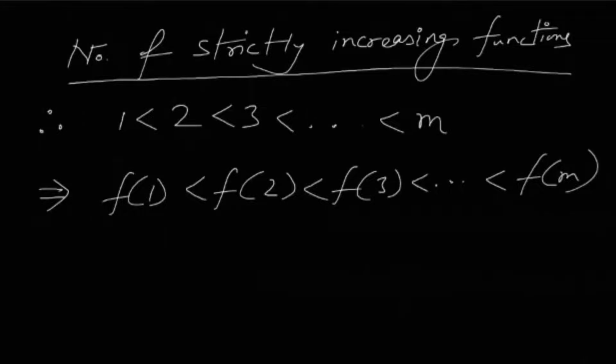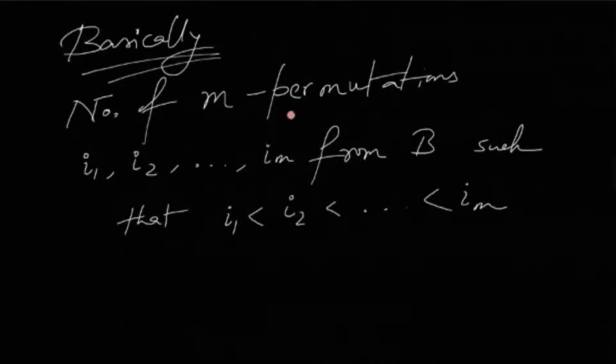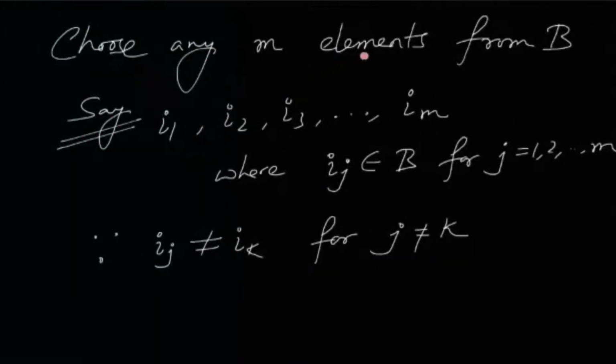Basically it means that we have to choose m-element permutations from this set B, the codomain, such that they are in strictly increasing order. We just have to count how many m-element permutations are possible from this set B such that they are in strictly increasing order. That's it. Now choose any m elements from B. Suppose i1, i2 up to im, where ij is not equal to ik. That means we have chosen m distinct elements from the codomain B.